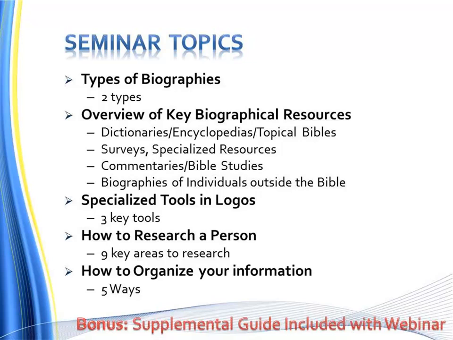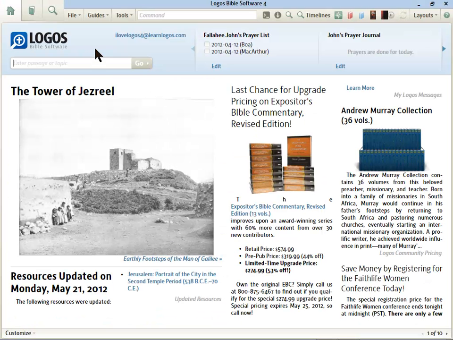So let's begin right away with the two types of biographies, and let me just go ahead into Logos and get ourselves started. There's really two types: biographies of individuals in the Bible, like Paul the Apostle, Joseph, Jesus, etc. And then there's biographies of individuals outside the Bible. That might be famous Christians, martyrs, missionaries, etc. And so we really need to understand those two different worlds and the resources that are associated with them.